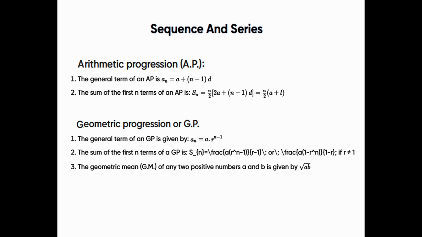Another one is geometric progression. A sequence is said to follow the rules of geometric progression, or GP, if the ratio of any term to its preceding term is constant all the time. This constant factor is called the common ratio and is denoted by r. Here we have the formulas for geometric progression.